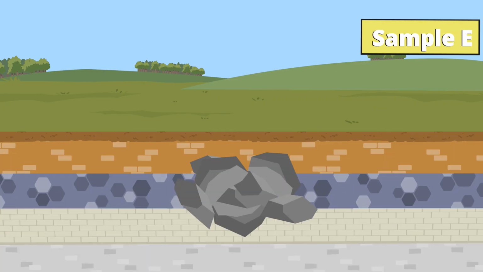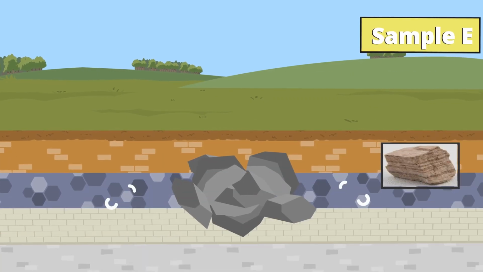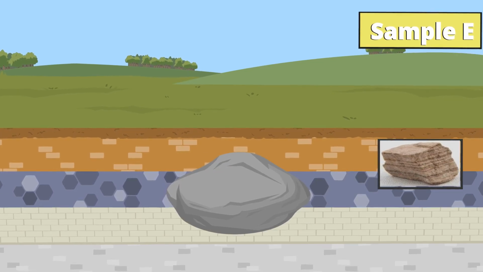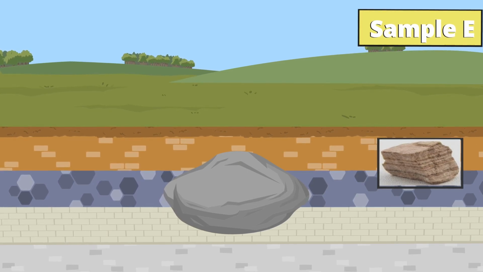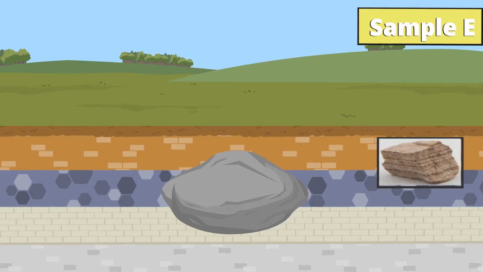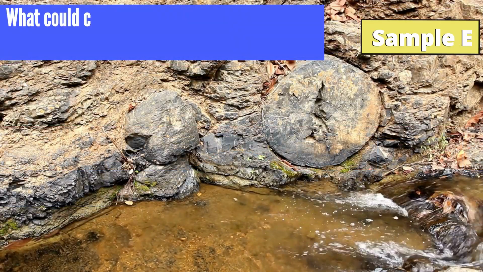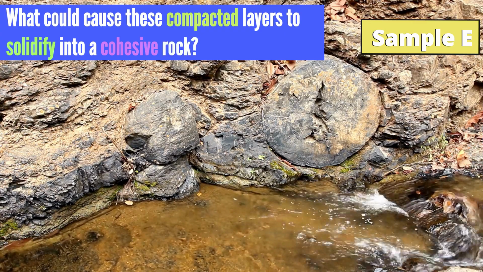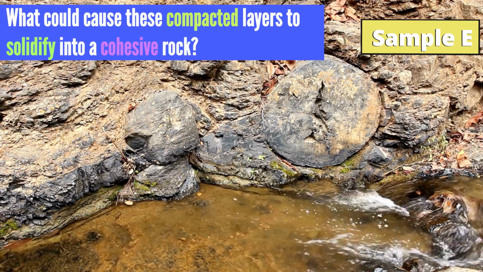Sample E, a solid rock with visible grains that appear to be glued together by a mineral substance. The rock is hard and durable, with no signs of separation between its particles. Guiding question: what could cause these compacted layers to solidify into cohesive rock? Consider how minerals and water might act as a binding agent.